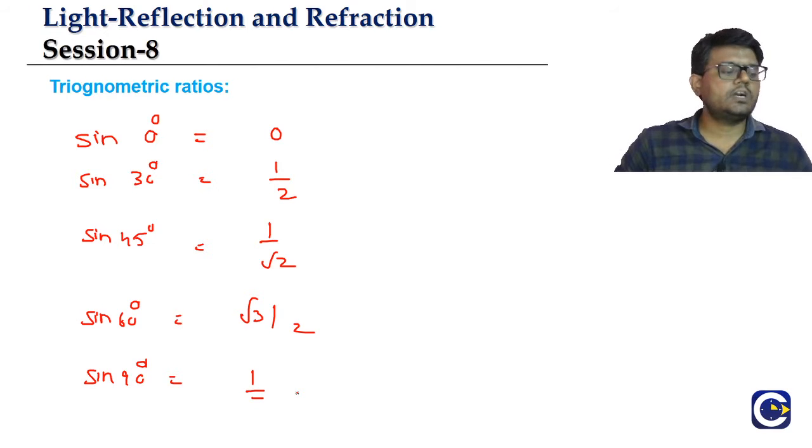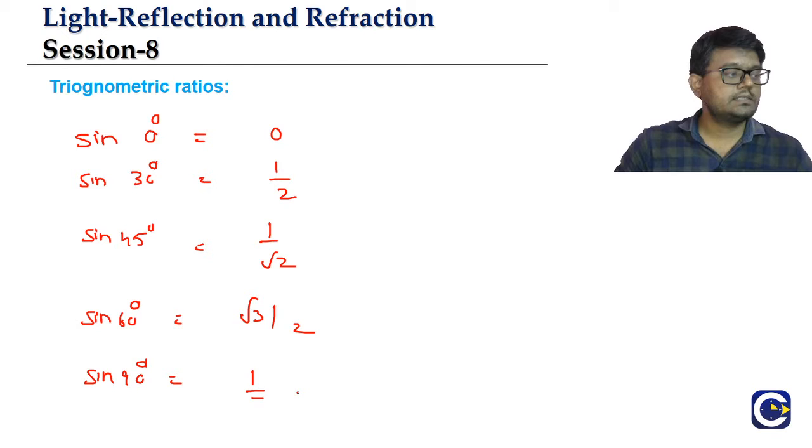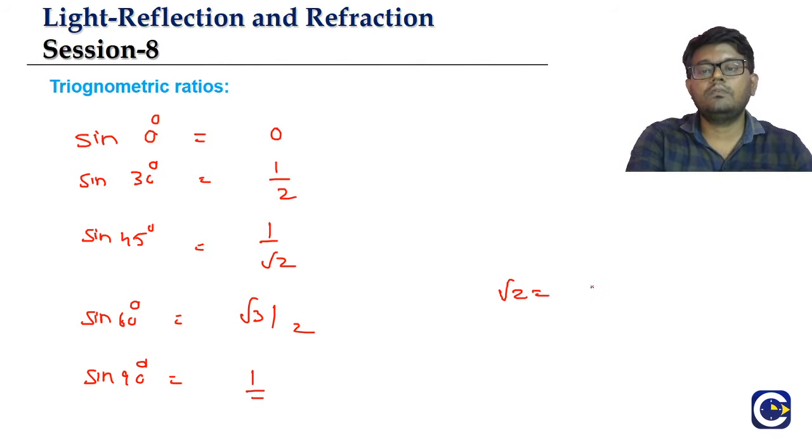Sine of 45 will be equal to what? 1 by root 2. What is the value of root 2, guys? Root 2 value will be approximately 1.414.